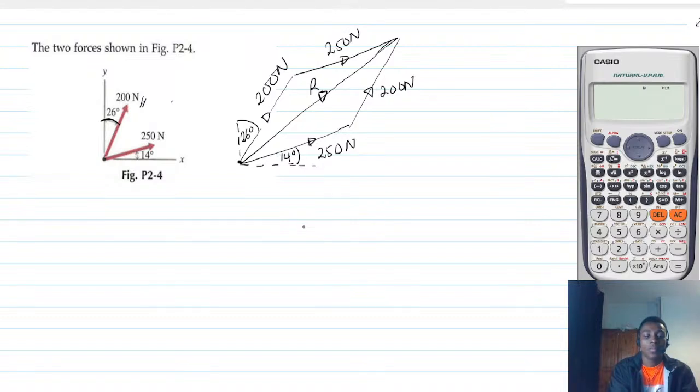Okay, so how can I add these two forces? I'm going to use the parallelogram law, which states that whenever I have forces, I could just add them.